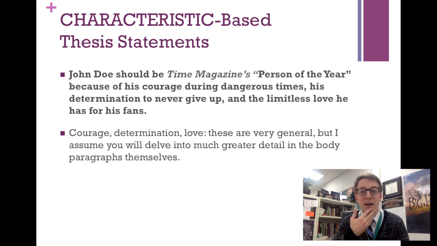John Doe should be Time Magazine's Person of the Year because of his courage during dangerous times, his determination to never give up, and the limitless love he has for his fans. So anything he does that you think shows courage and you can explain shows great courage would go in body paragraph 1. Anything that shows determination, maybe it's a person who had a music career and they kind of dropped out of the media's attention for a few years, but they came back again and they worked their way back to being known by the public. That could be an important thing to mention there.